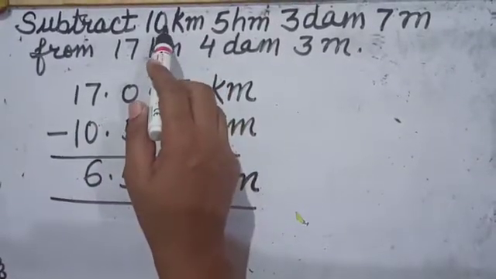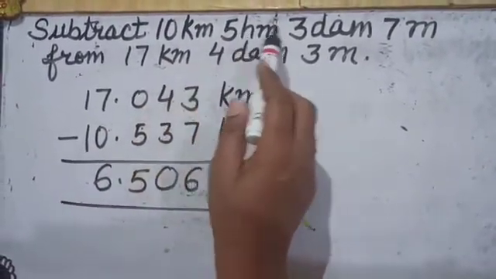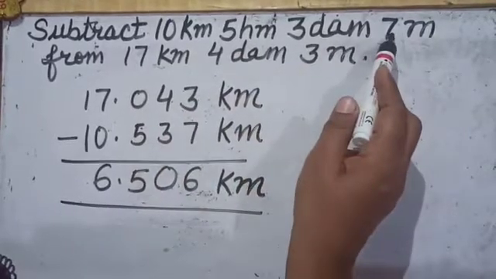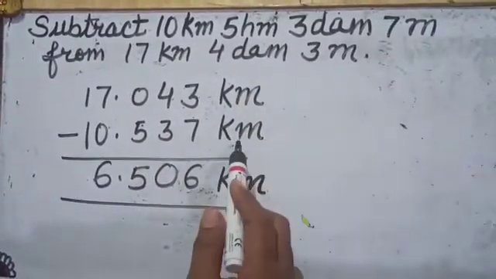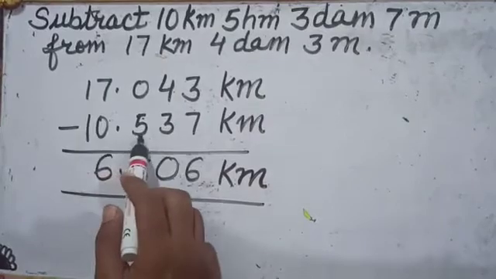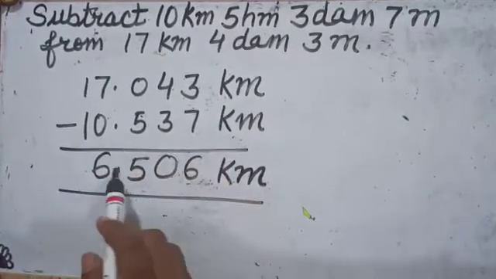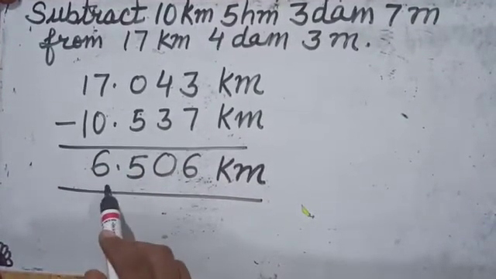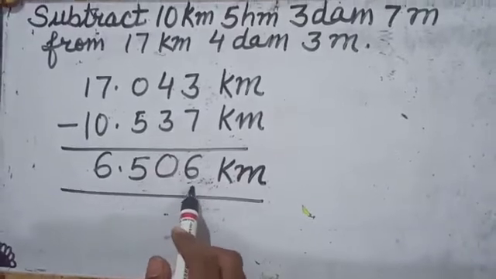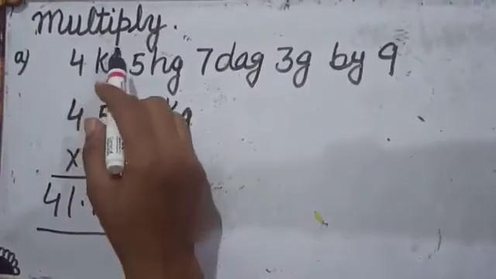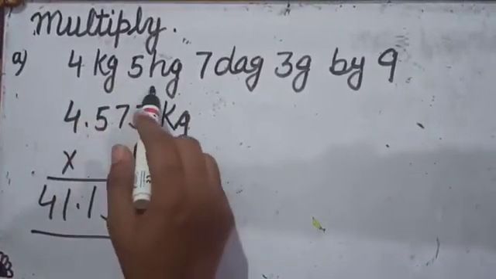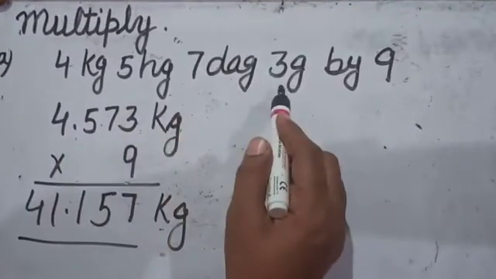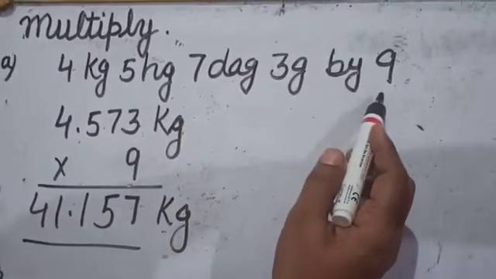Then we subtract this part, 10 kilometer and 5 hectometer, 3 decameter, 7 meter. By converting into kilometer, it will be 10.537 kilometer. After subtraction, you will get 6.506 kilometer.